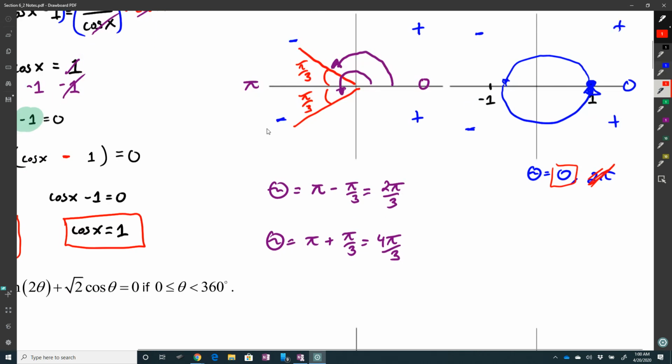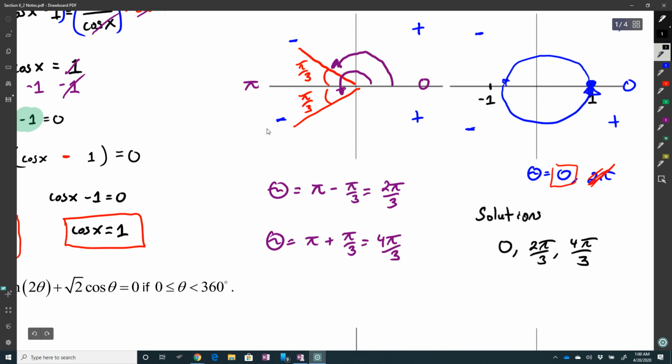Right. So as far as my solutions go, my solutions are 0, 2 pi over 3, and 4 pi over 3.